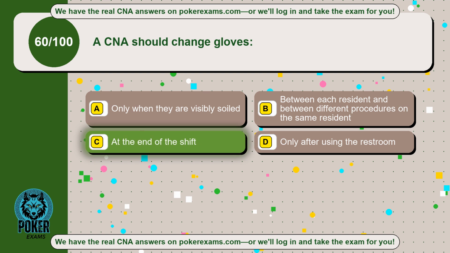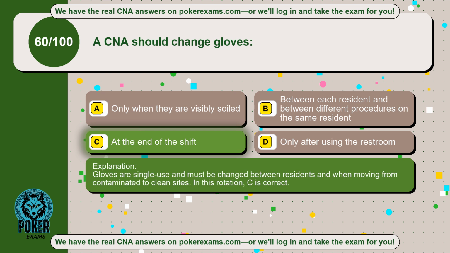The correct answer is option C. At the end of the shift. Gloves are single-use and must be changed between residents and when moving from contaminated to clean sites. In this rotation, C is correct.